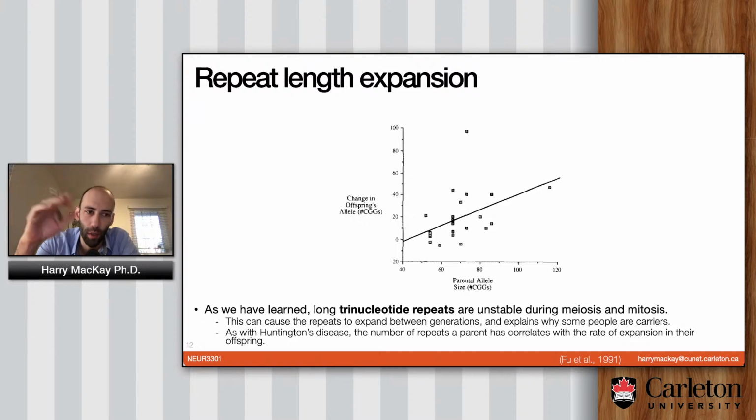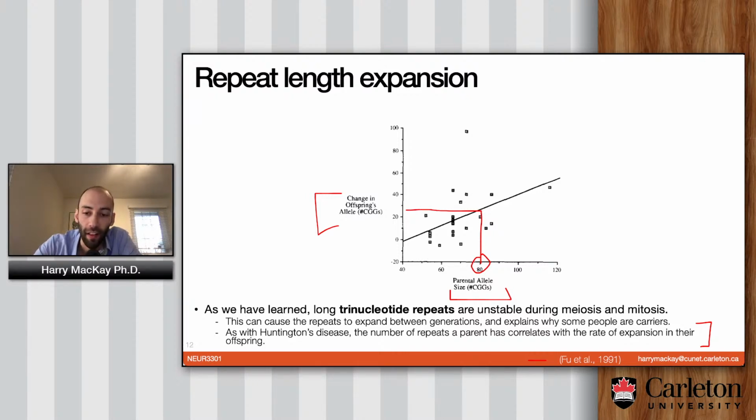You may have a number of repeats that's below the threshold to cause disease in yourself, but it may cause disease in your offspring if the repeat happens to expand beyond a certain point. The number of repeats a parent has, just like in Huntington's, correlates with the rate of expansion in their offspring. So here is an example from Fu et al. After this repeat had been discovered and it became possible to measure objectively, you could count the number of repeats in the parental allele and plot that on the x-axis, and then plot the change in the offspring's allele on the y-axis. So if, for example, the parent has 80 repeats, then on average, the child will have 80 plus, let's say 20. So the child will have like 100 repeats.